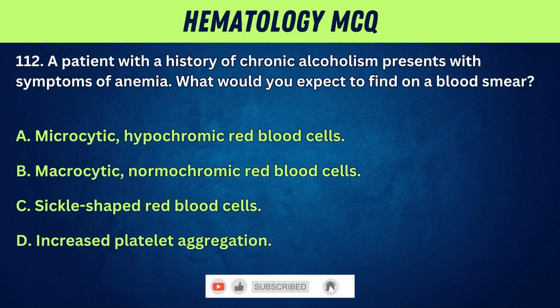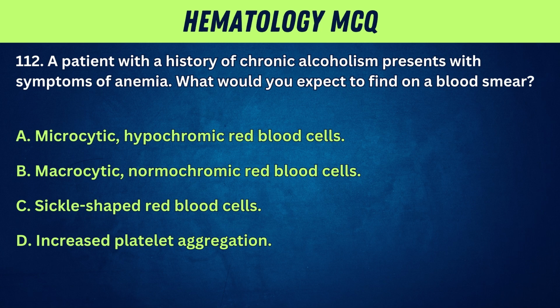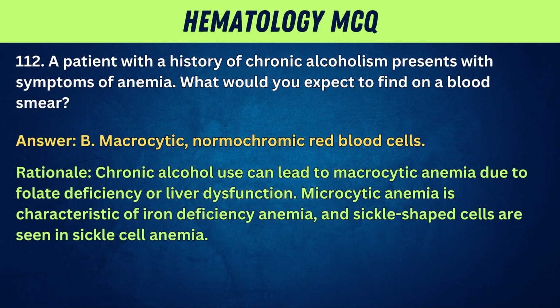112. A patient with a history of chronic alcoholism presents with symptoms of anemia. What would you expect to find on a blood smear? A. Microcytic, hypochromic red blood cells. B. Macrocytic, normochromic red blood cells. C. Sickle-shaped red blood cells. D. Increased platelet aggregation. Answer: B. Macrocytic, normochromic red blood cells. Rationale: chronic alcohol use can lead to macrocytic anemia due to folate deficiency or liver dysfunction. Microcytic anemia is characteristic of iron deficiency anemia, and sickle-shaped cells are seen in sickle cell anemia.